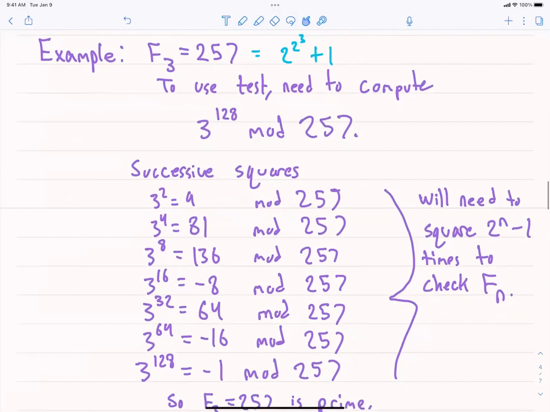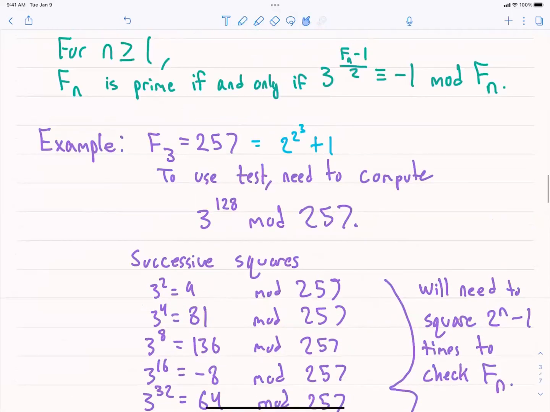Okay, so to use the test, we need to compute 3 to the 128. So that's (F3 minus 1) over 2. If we take that minus 1, we're just left with this power of 2, 2 to the 2 to the 3. So 2 to the 2 to the 3 divided by 2 is equal to 2 to the 2.